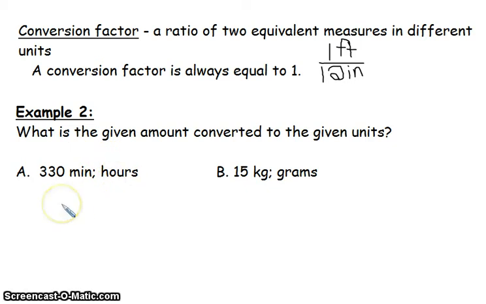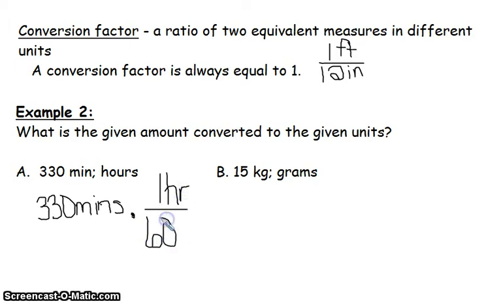Okay, so these are actually very simple. You've got 330 minutes, and what you need to decide is what will be the conversion factor that I need to use to convert this. So we're going to multiply this by our conversion factor. Okay, well, we want hours. So let's think about this, and I just used this example for you. 1 hour is 60 minutes. That's my conversion factor.